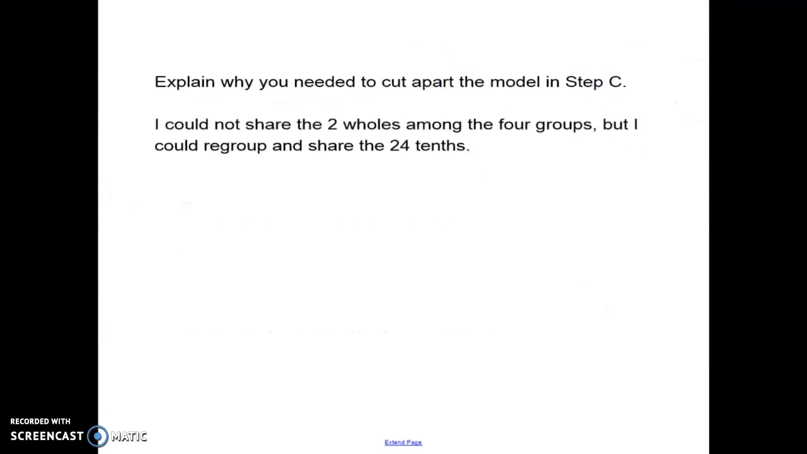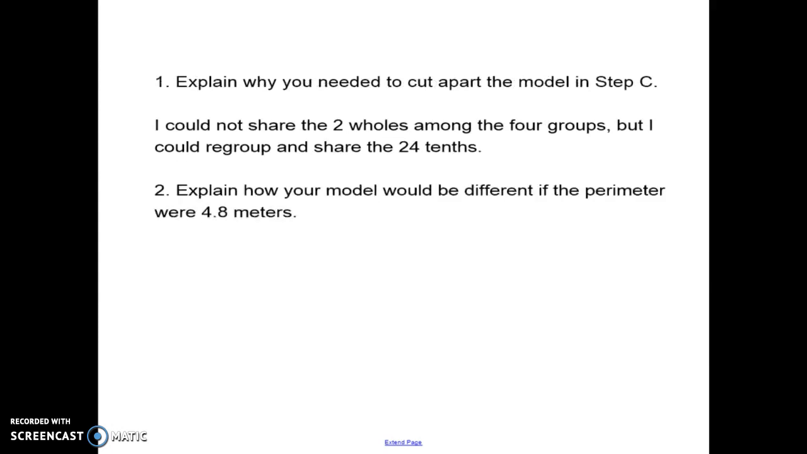Okay, so under the draw conclusion, the first one is explain why you needed to cut apart the model in step C. Your possible answer is I could not share the 2 wholes among the 4 groups, but I could regroup and share 24 tenths. Okay, the next question is explain how your model would be different if the perimeter were 4 and 8 tenths. What could we do if we had 4 and 8 tenths? You just have to double your answer. But how would our model look different?